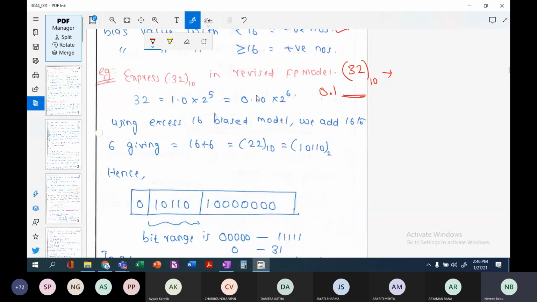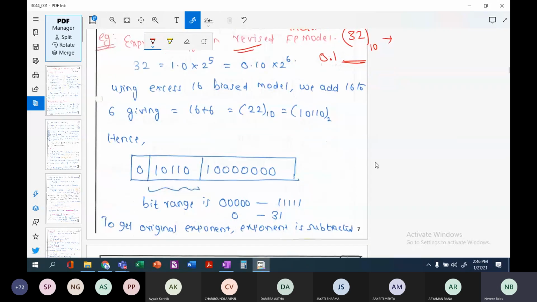Please note that in the biased model, the exponent is inclusive of bias. So 6 will not be represented as 6 actually. What should I do? I should always add 16 to it. So 16 plus 6 is going to be 22. In binary, 22 is 10110. Now, how will my floating point model look? First, this is a positive number, plus 32. Hence the sign bit is 0 here, representing a positive number.